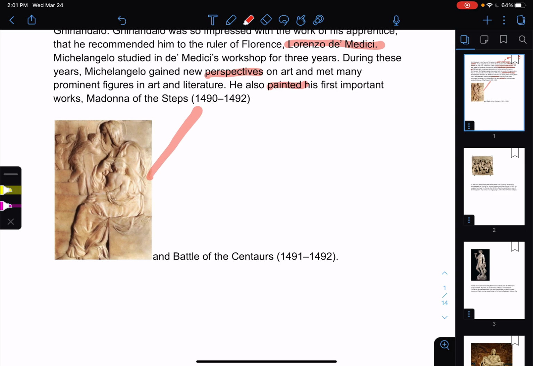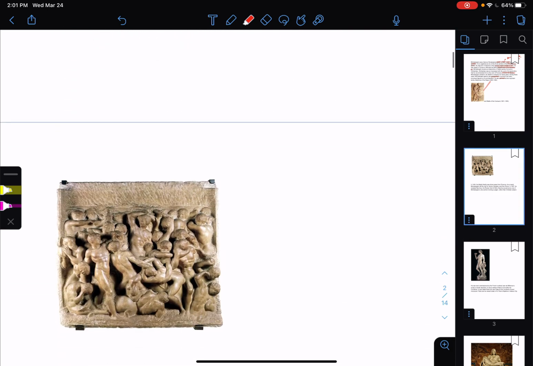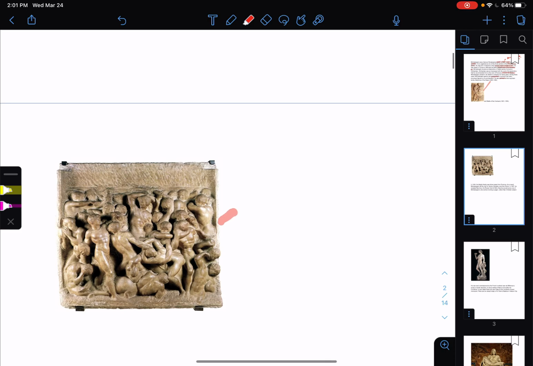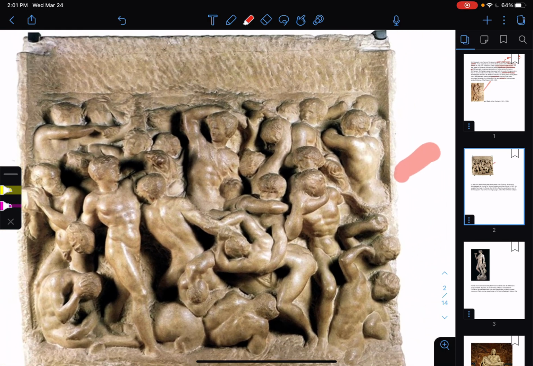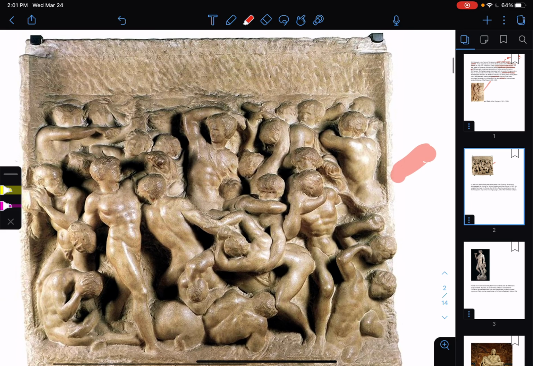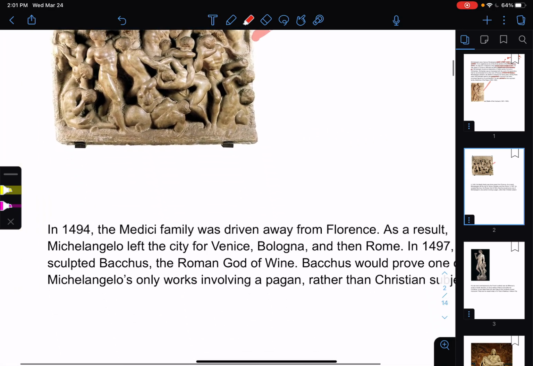And he also did the Battle of the Centaurs. So this is another one. You can see that this is when he first starts working, right? It's still not the master that he becomes. This still looks like it's from someone developing as a sculptor.